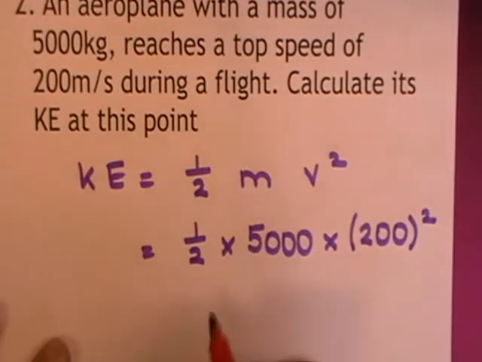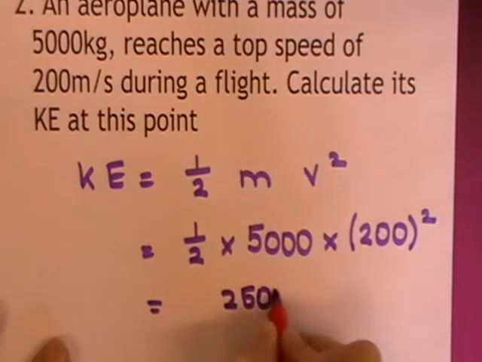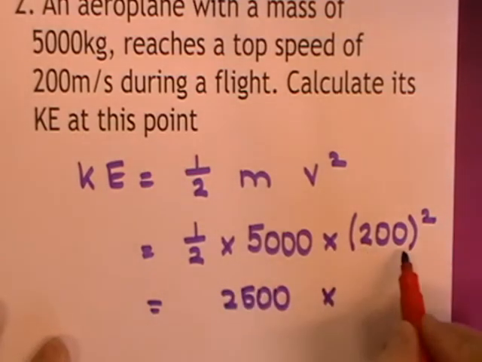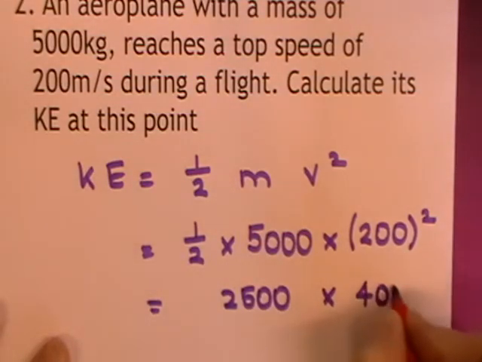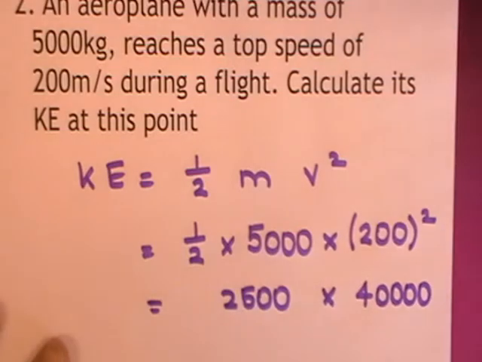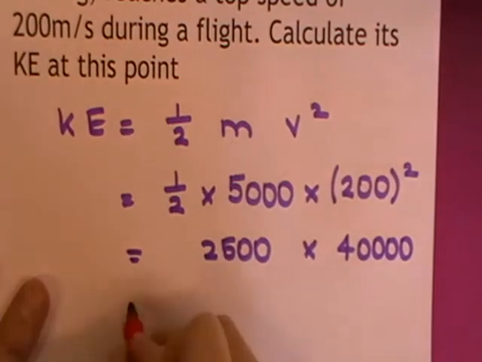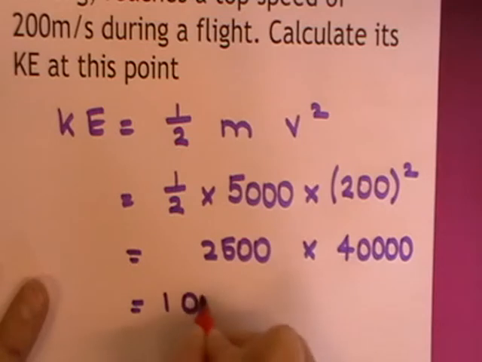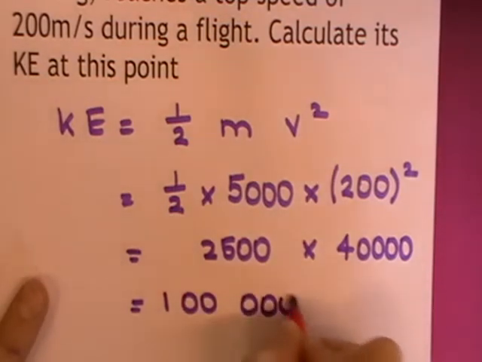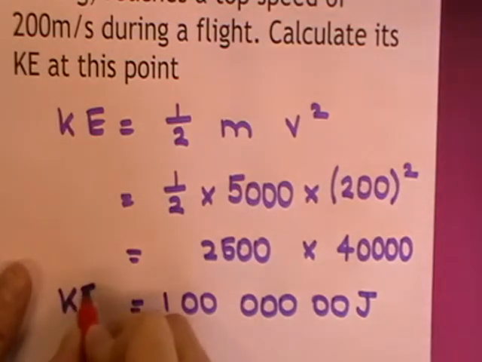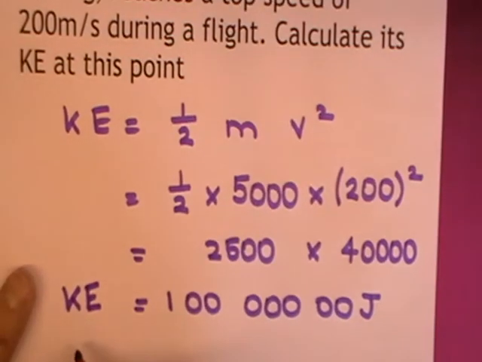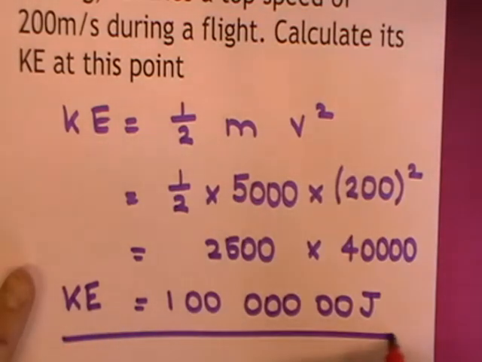Half of 5,000 is 2,500, and you're multiplying that by 200 squared, and 200 squared is 4 with 4 noughts on the end. That's a big answer we're going to get. So use a calculator, and you come up with 100 million joules as your answer. So just be very, very careful. It's very easy to lose a nought there. Just be very careful about that kind of sum.